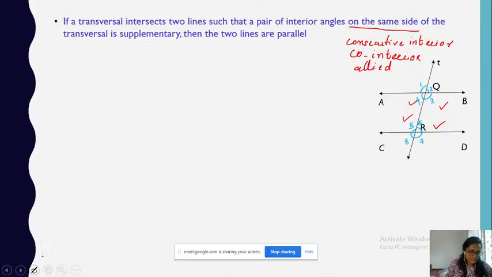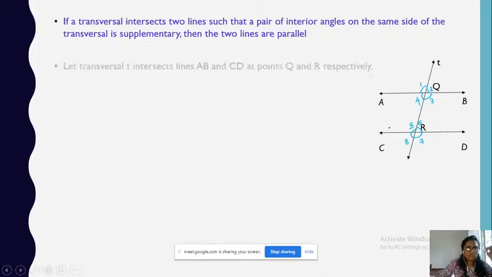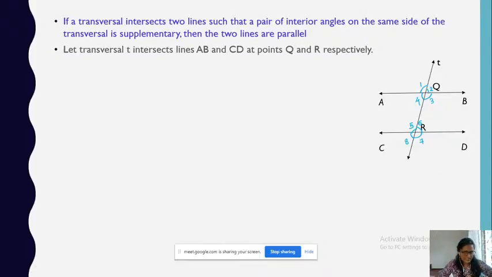So now let's prove this one. So we are given two lines AB and CD, and a transversal T is intersecting the two lines at Q and R respectively. Now, what are the things given here? Line AB is parallel to line CD and T is a transversal. And also the angles which are lying on the same side of the transversal sum to 180 degrees.